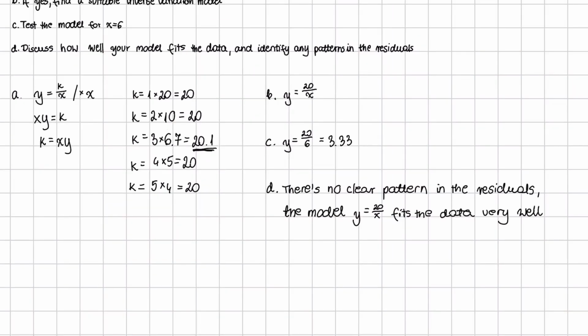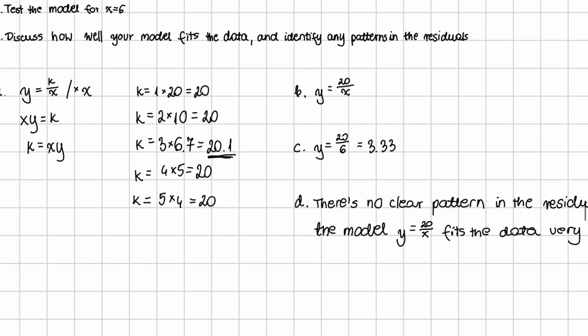So this is our answer, and the residuals, we will deal with later in later topics. Here we can say that there is no clear pattern in the residuals based on our constant that here is 20, here we have 20.1, but this value is very close to 20, and here 20 and 20.